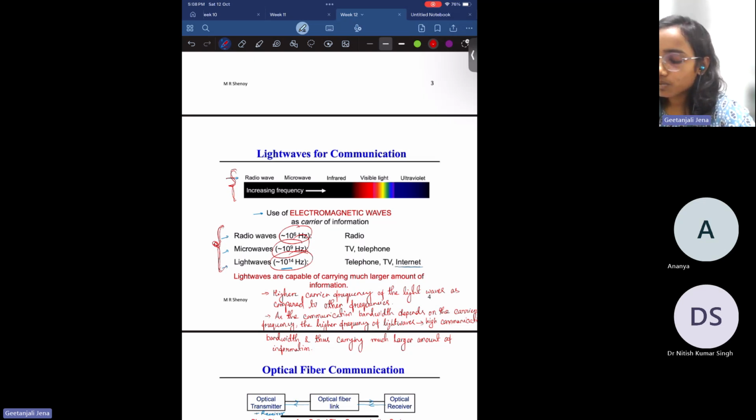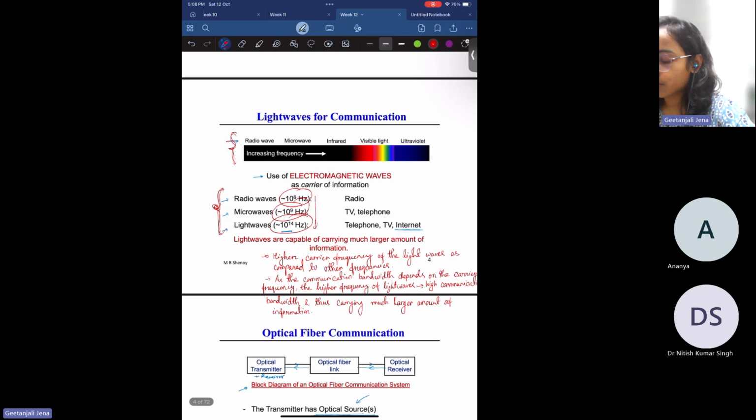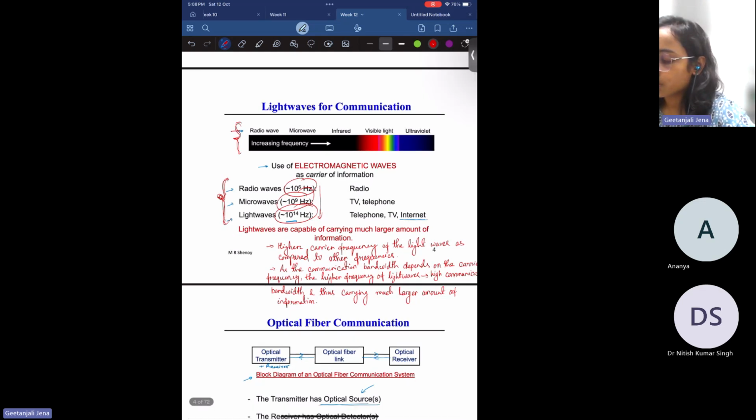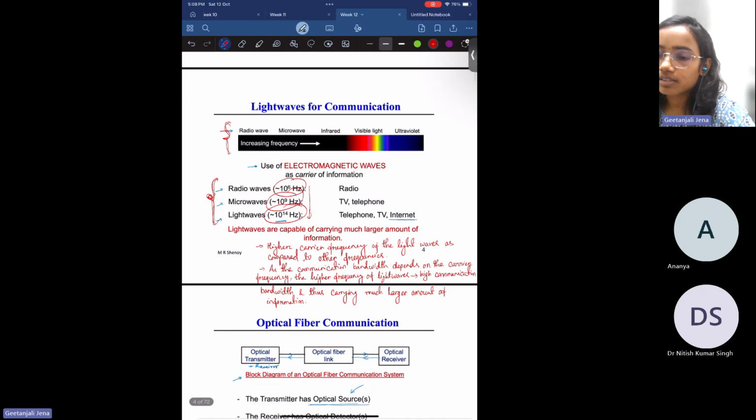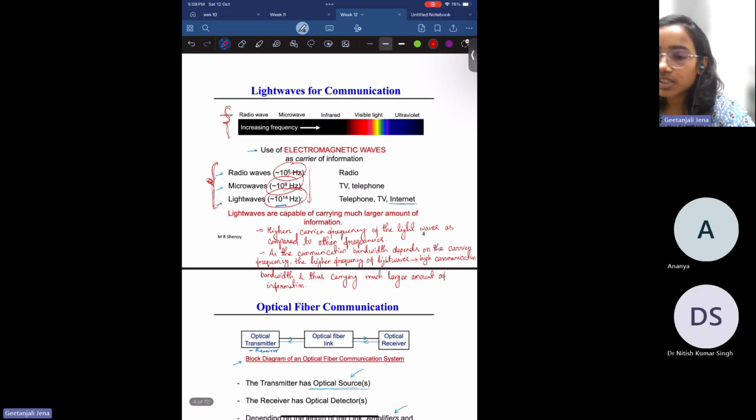What is the reason behind it? The reason is the frequency. The frequency of the light wave is on the order of 10 to the power 14 Hz, which means light waves have a higher carrier frequency. Higher carrier frequency means the bandwidth of the system can be increased, because the communication bandwidth is directly related to the carrier frequency. So it can support a high communication bandwidth, and the information carrying capacity of the system can be increased by using light waves. These are the different reasons for using light waves for communication.